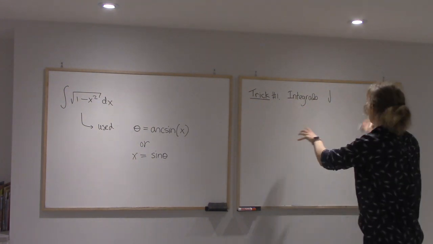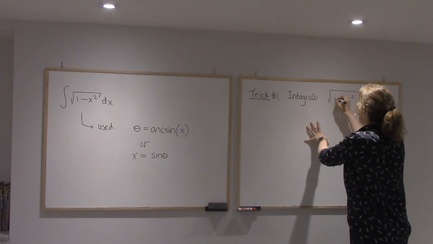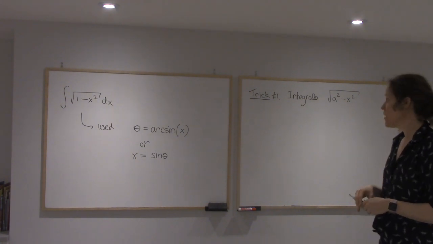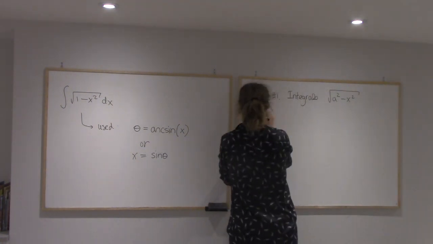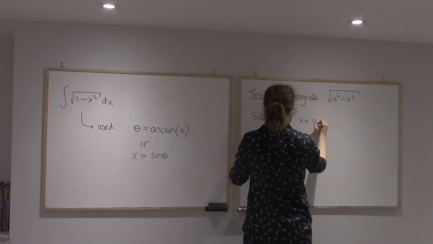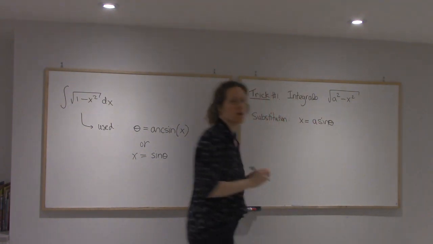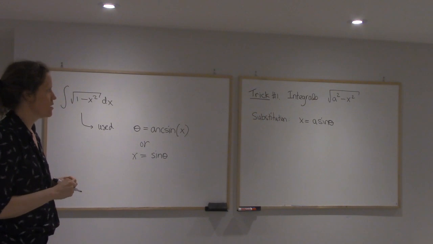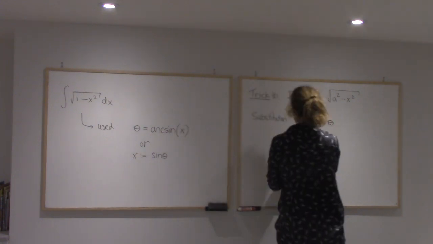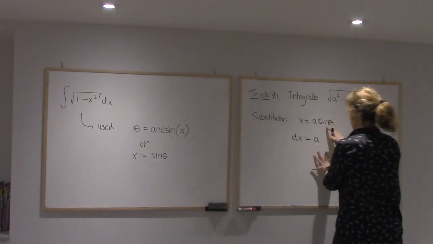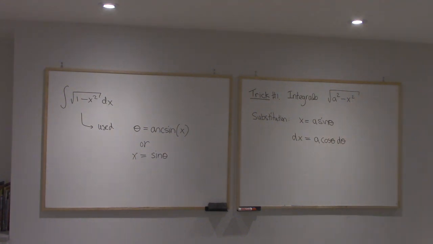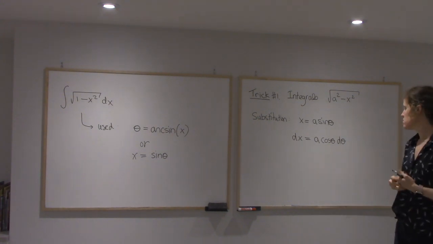So I'm going to be a bit more flexible. I'll say instead of 1, a squared. So if I have root of a squared minus x squared, then the substitution I'm going to take is x equals a sine theta. So if I take the derivative, I'll get a derivative of sine is cos. Alright, so that's nice. I have a nice way of writing dx.